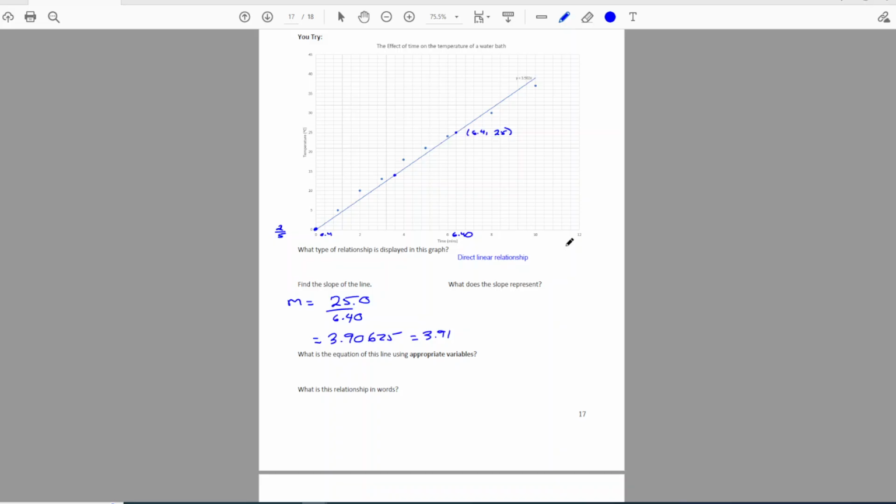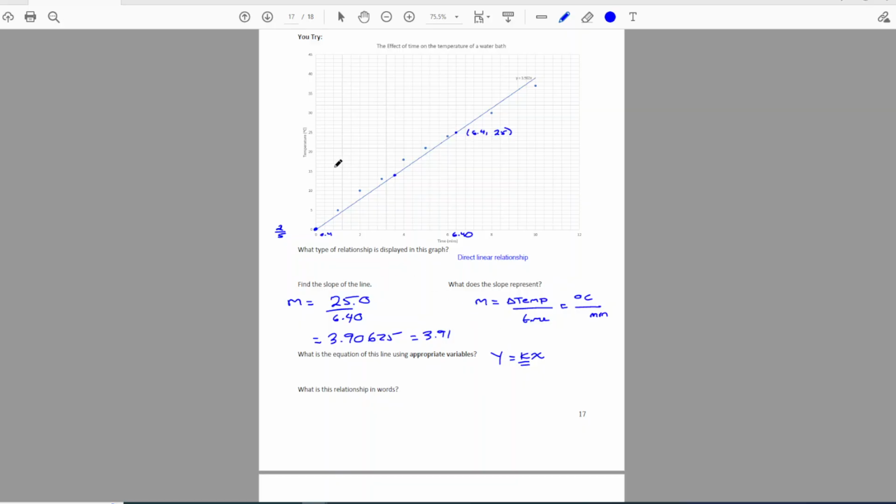What does this slope represent? Well, the slope would be the change in temperature over time. The units would be degrees Celsius per minute. So if I was to write the equation of this line using appropriate variables, again, it's y equals kx or y equals mx. I'm just using the k, I don't know, to be physicsy. I really do love y equals mx. It does not matter.